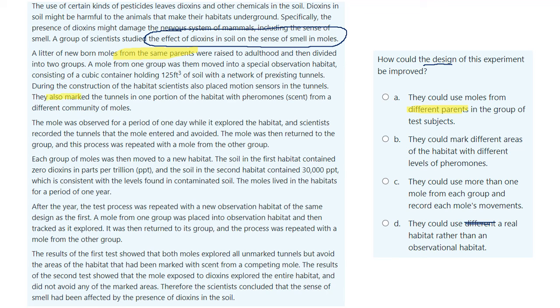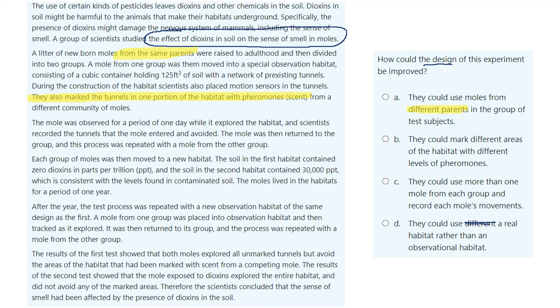So one section has a smell added to it from a different community of moles. I think the idea here is that moles would not go to make friends with moles from different communities. If they could smell that there was the scent of another community there, they would probably avoid that area and go to a clean area, go to a place where there were no other moles.